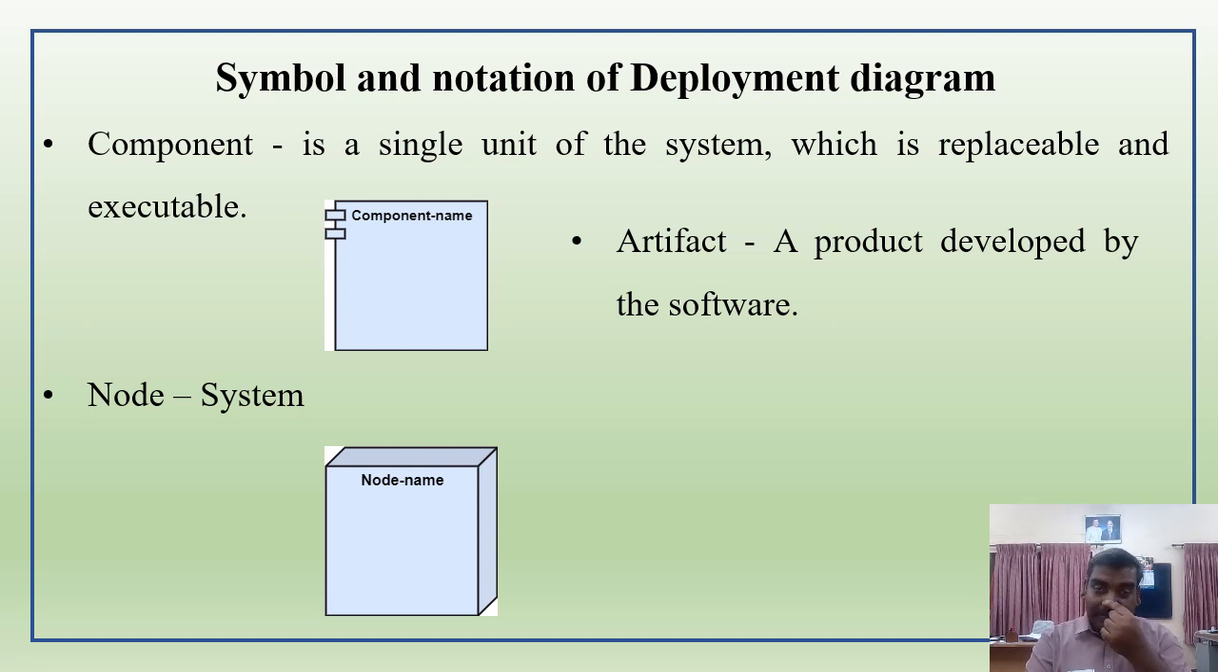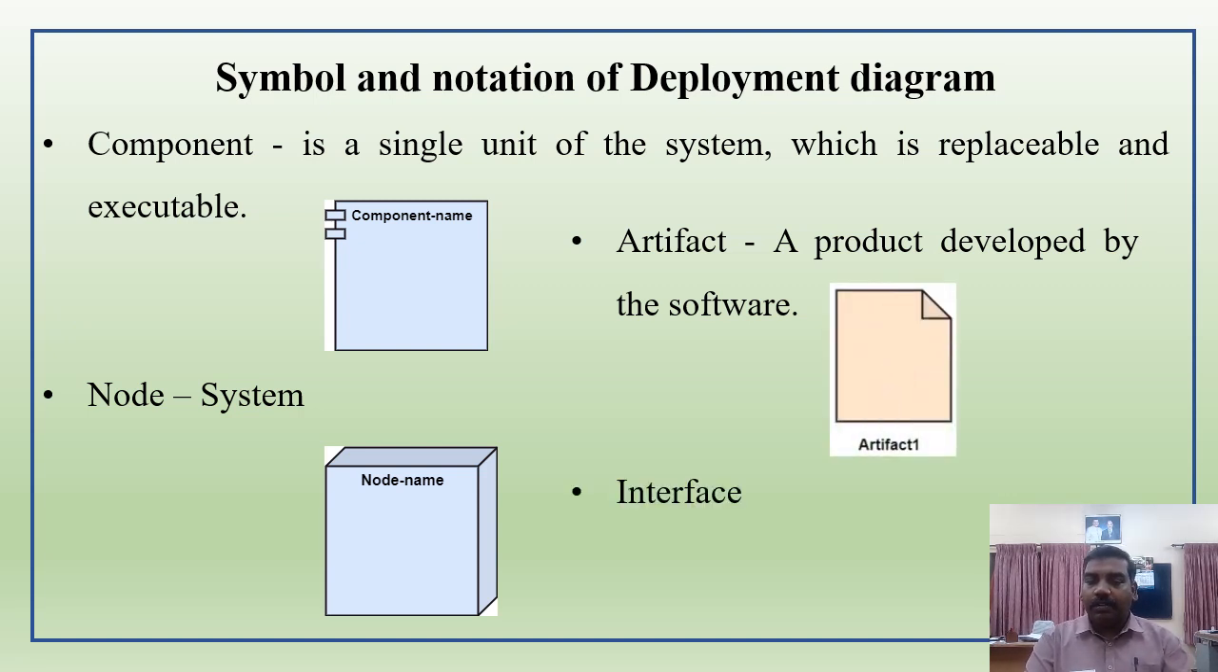Artifact is nothing but how the product is developed by the software, and finally it will be represented like this. And we will have an interface. In the previous diagram you might have seen a circle, that is the interface, how you are connected to that system, either through the web browser or through a mobile app. That's the interface. So these are the four major notations available for the deployment diagram. If you know these components, you can automatically design your own deployment diagram.